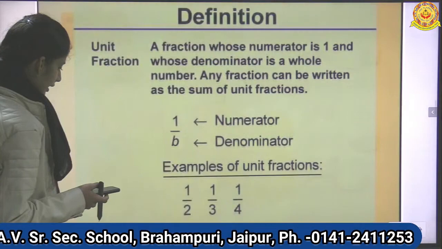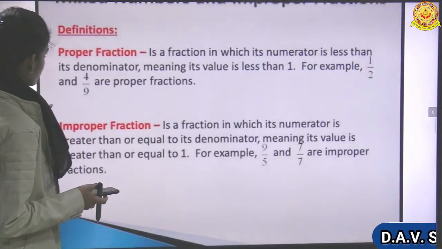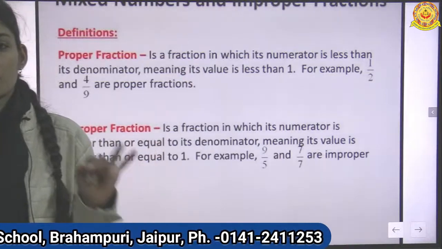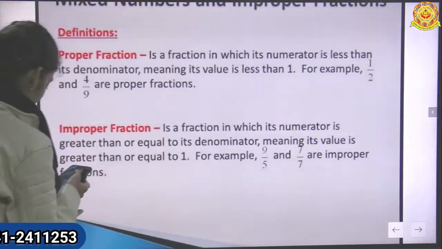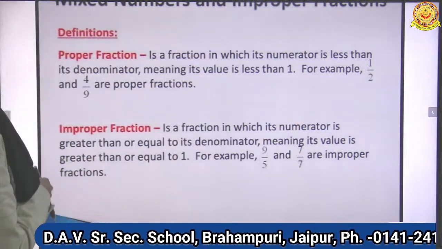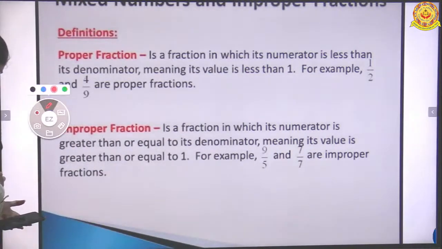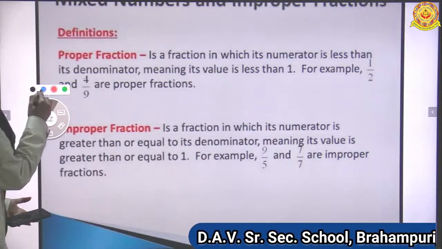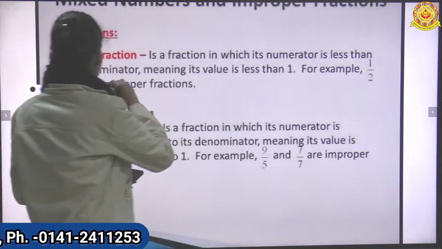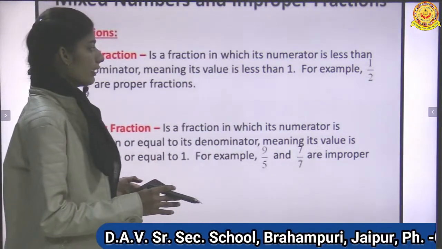Okay, now moving on to the next slide. What we have discussed: like fractions, unlike fractions, and unit fractions. Now we are having proper fractions and improper fractions. If we are discussing proper fraction, a proper fraction is a fraction in which its numerator is less than denominator, and its value is less than 1.